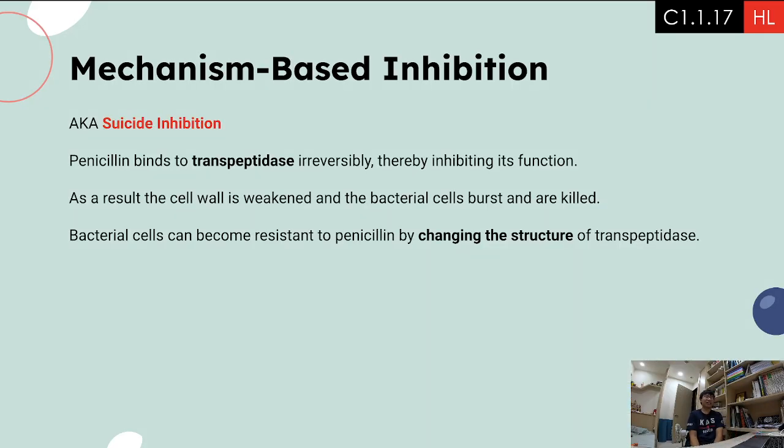And last thing, mechanism-based inhibition is also called suicide inhibition. That's pretty tough. The example we need to know is penicillin, where it binds to transpeptidases irreversibly. Transpeptidases are the things that make up the cell walls of bacteria. You can remember penicillin, it was the first antibiotic, and it saved a lot of lives because it can kill the bacteria by binding to the transpeptidases, and the bacteria will die because their membranes burst. And bacteria can mutate to become resistant to penicillin by changing the structure of the transpeptidases in their cell membrane.